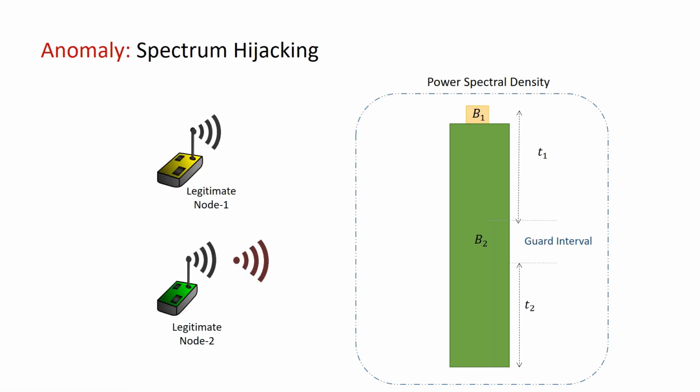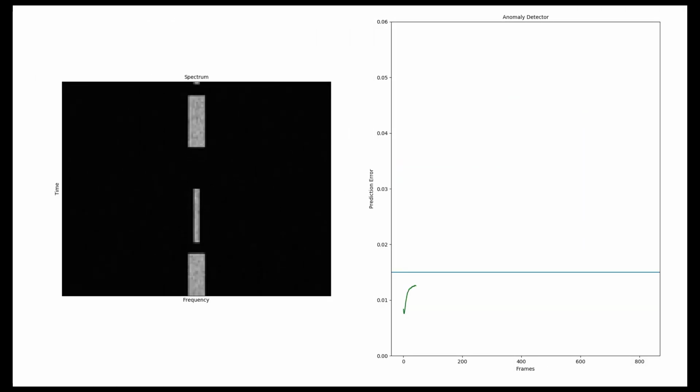The first anomaly we're going to consider is spectrum hijacking, in which one node takes over the channel. The offending node stops time sharing the channel and starts transmitting all the time. We're going to follow this with a video of what this anomaly will look like, as well as how the anomaly detector acts. So in this scenario, we're examining the node hijacking case.